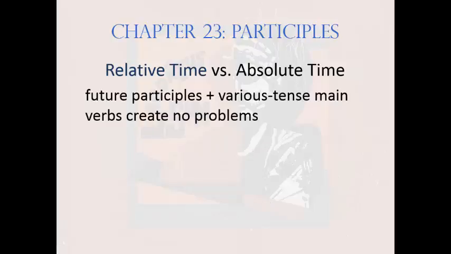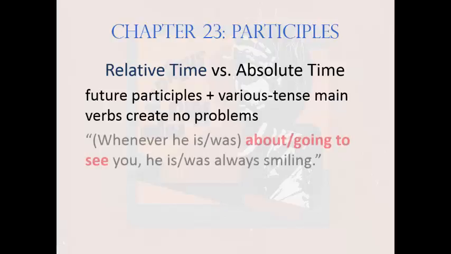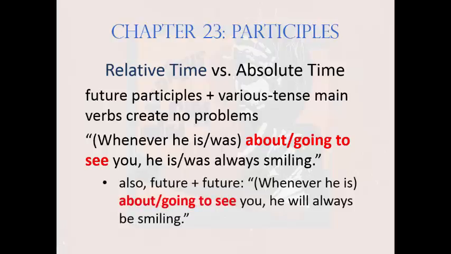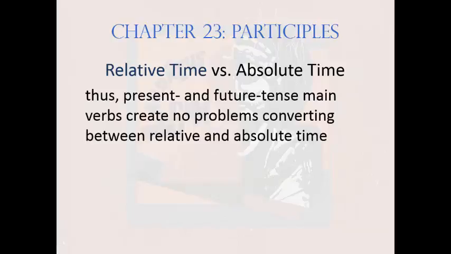Future participles with any tense of main verb create no issues and can be translated literally. For instance, "whenever he is or was about to see you, he is or was always smiling." Unlike when a perfect participle is attached to a past tense main verb and becomes pluperfect in absolute time, future plus future causes no problems. "Whenever he is going to see you, he will always be smiling." In other words, there is no future perfect. Thank goodness.